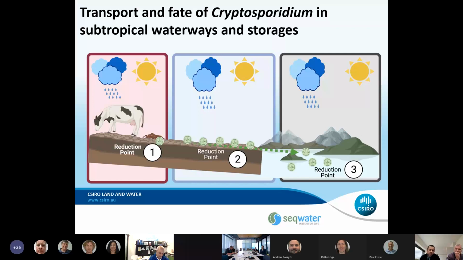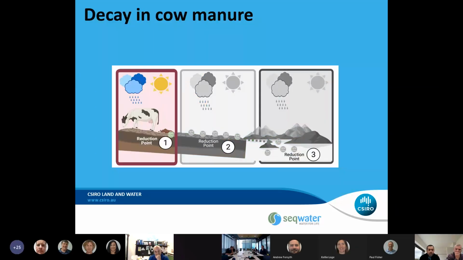First one is the decay of crypto in cow poop. Second one is reduction of crypto through transportation from cow poop to the waterways. Jyotinder has taken a lead on this project, and the third one is decay in waterways, and Simon took a lead on this project. So, decay in cow manure. This component of the project has been completed, and now I'll present some data.